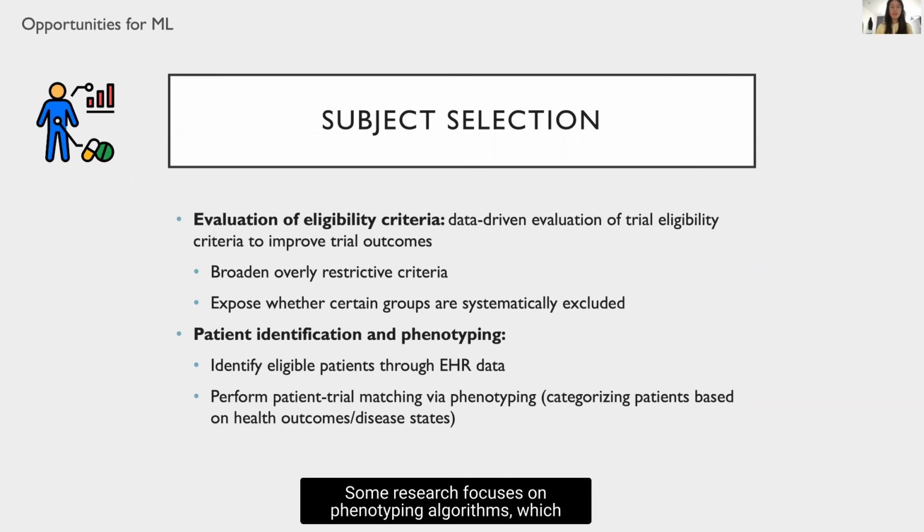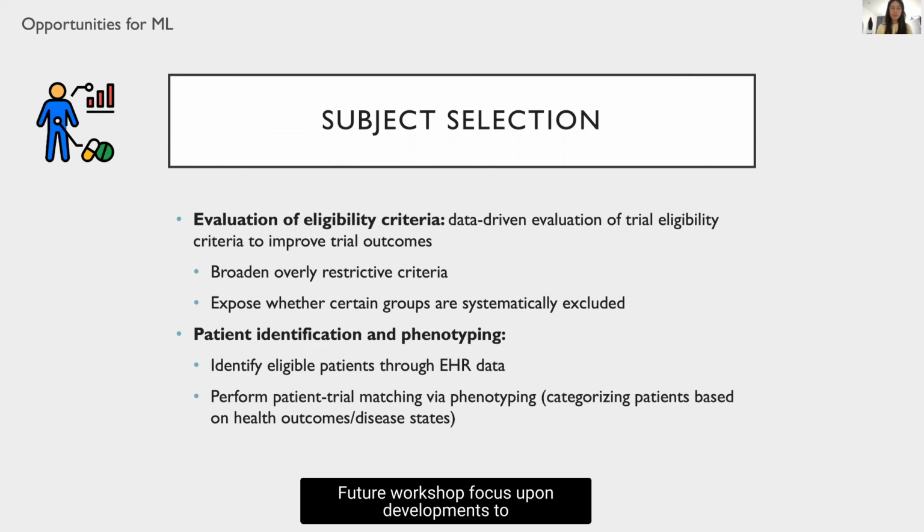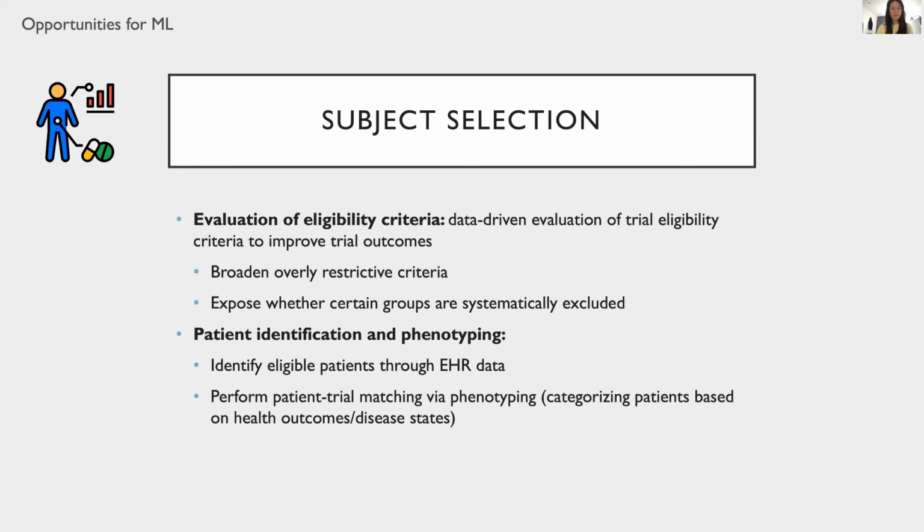Some research focuses on phenotyping algorithms, which aim to categorize patients based on health outcomes or disease states as an intermediary to patient trial matching. Future work should focus upon developments to patient identification, phenotyping, and trial matching algorithms to improve not only performance, but also fairness, explainability, and privacy.